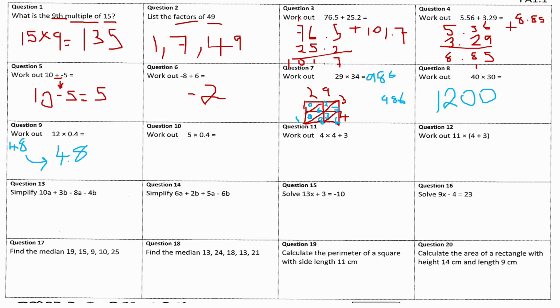Question 10. Work out 5 times 0.4. Again, a similar method here. 5 times 4 is 20, but I'm timesing by 0.4. So I'm going to divide 20 by 10, and I get 2.